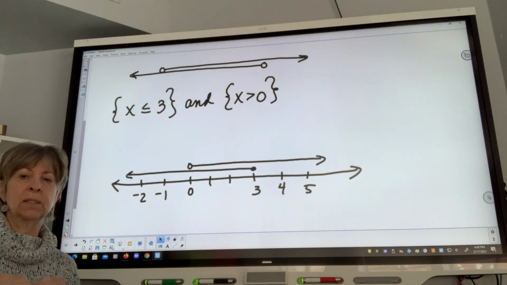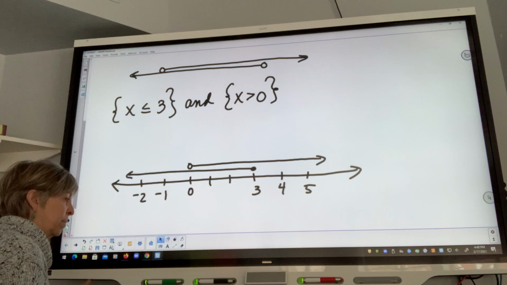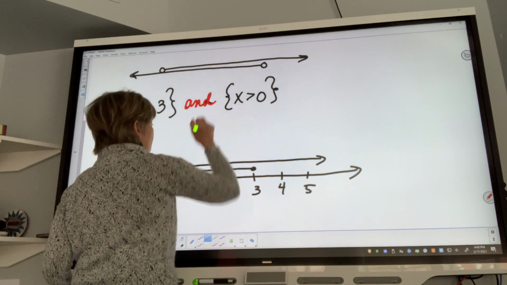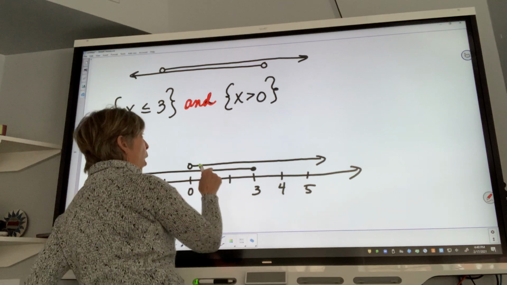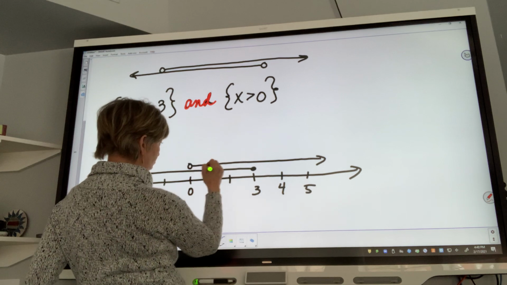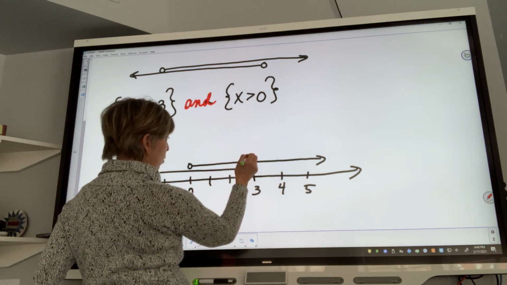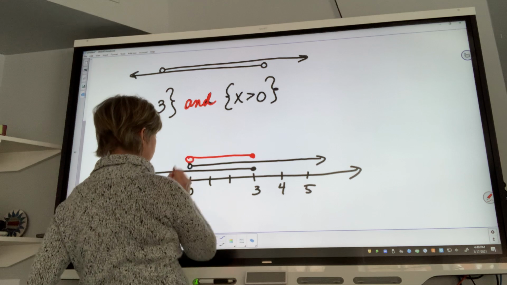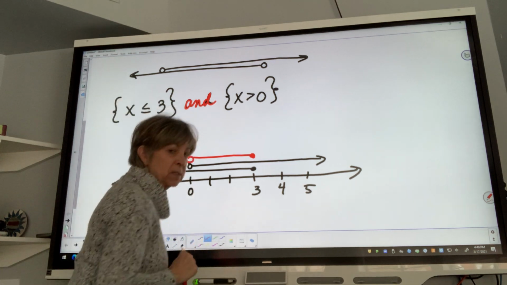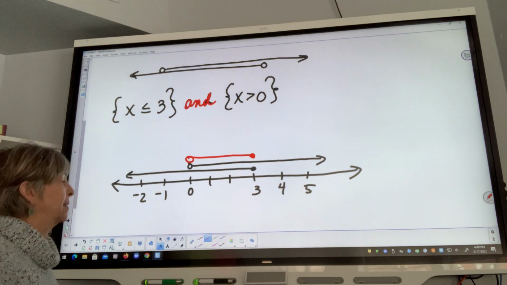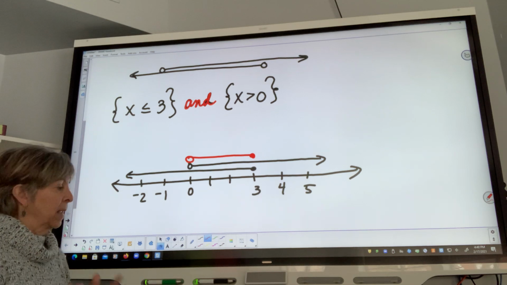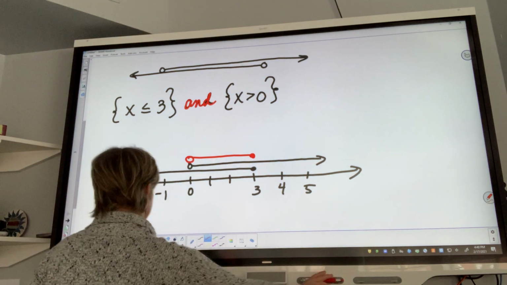But because it's the word and in between, I only want the numbers that are in both this set and that set. And I think you can tell it's where they overlap. So that would be everything from here to there. And this is open because this is open here, which means 0 is not included in that top set, so it can't be included in the and. Okay? I hope you're getting the hang of that.